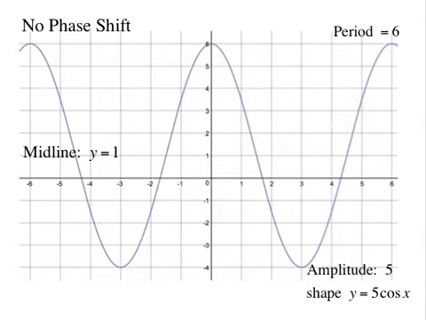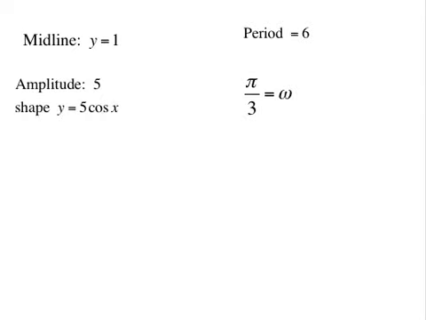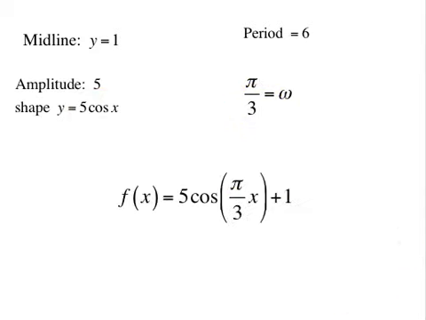So let's put all this together if we can. Period is 6, one cycle in 6, omega cycles in 2 pi. So cross multiply. 2 pi is 6 times omega. 2 pi over 6 is omega. Omega is pi over 3. And we have everything we need now, so it's going to be cosine pi over 3x. Shape is like y equals 5 cos x. So it'll be y equals 5 cos pi over 3x to get that period, and then shift it up 1, and that will be our function. And that concludes this lesson.